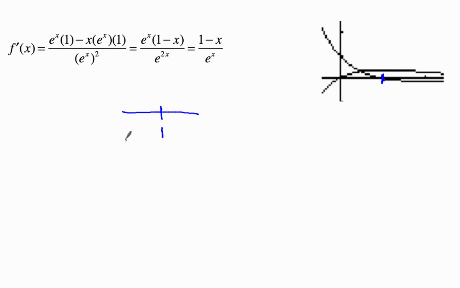Now if I plug a number before 1 into the first derivative, say I plug in 0, I end up with something positive, because 1 minus 0 is 1, and e to the 0 is 1. What that tells me is that my function, f of x, is increasing. Now if I go on the other side of 1 to, say, 2, and plug in 2 to my first derivative, I get 1 minus 2 is negative 1, and e squared is positive. So negative over positive gives me something negative, which means my function is decreasing.